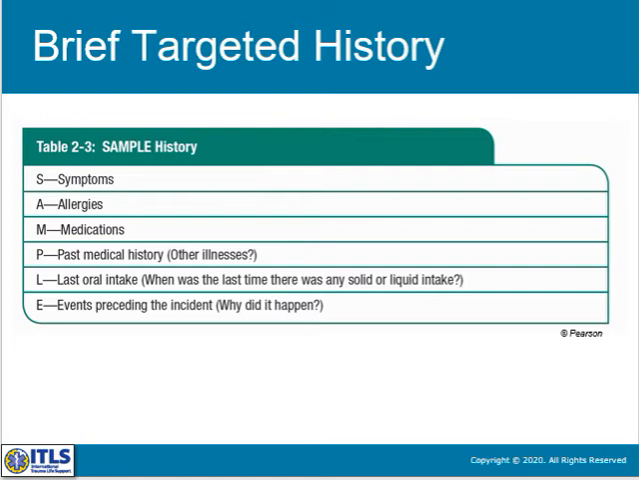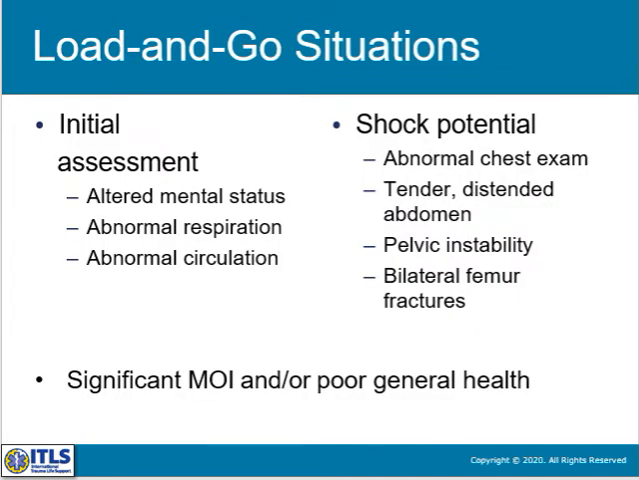And like I said before, a more detailed history may be taken later in the secondary survey. You can try to get it earlier, but the secondary survey is probably where you're more or less going to end up with it. Load and go situations. Obviously, all these things are load and go.